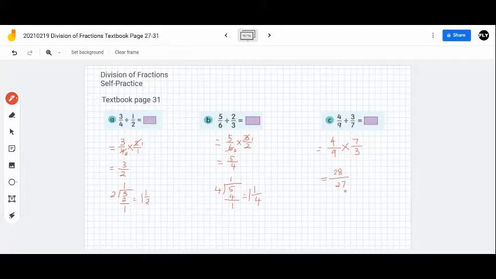So this is also an improper fraction. 28 will have to be divided by 27. So 27 times 1, 27. 28 minus 27, 1. So your final answer would be 1 over 27.